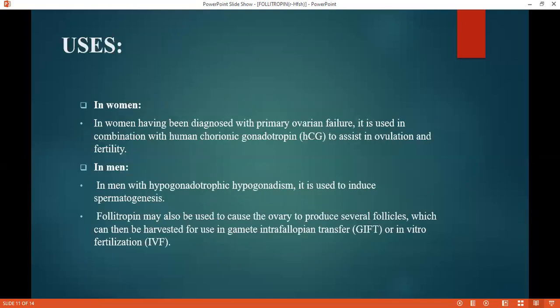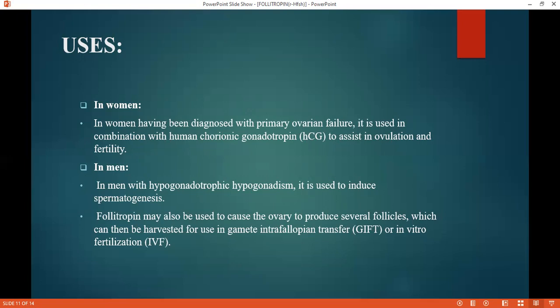Uses. First of all, this medication, FSH, is used to treat fertility problems in women and men. In women diagnosed with primary ovarian failure, it is used in combination with human chorionic gonadotropin, HCG, to assist in ovulation and fertility. It helps to maintain healthy ovaries to produce eggs. This medication is also used in combination with other hormones to bring about the growth of a mature egg and ovulation.